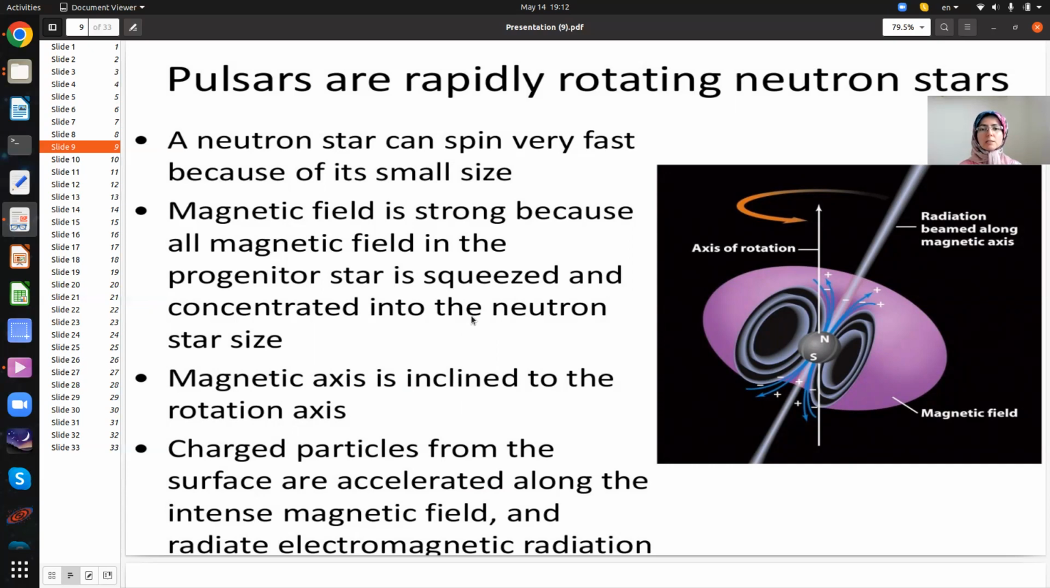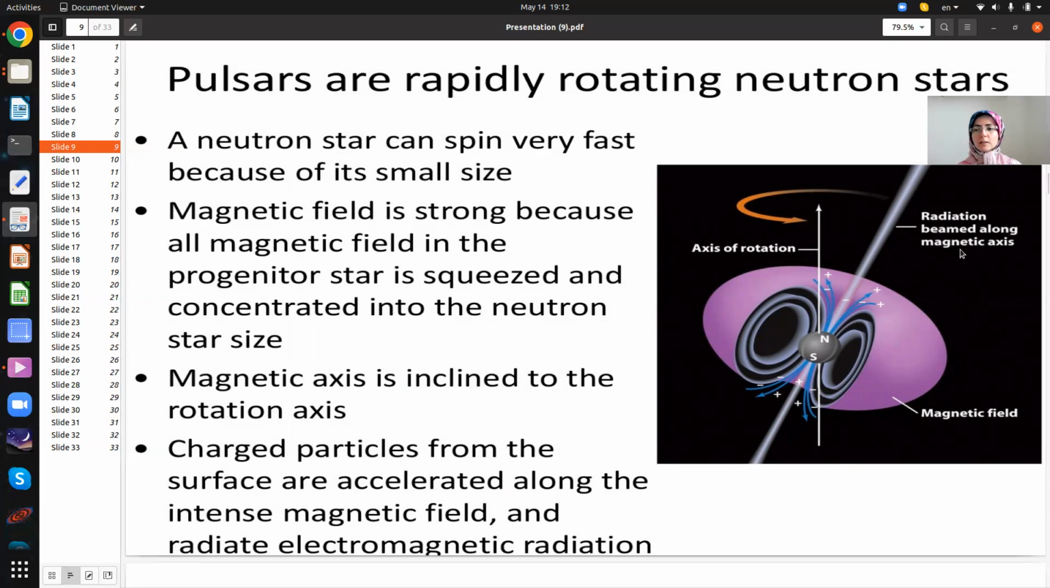A neutron star can spin very fast because of its small size. Magnetic field is strong because all magnetic field in the progenitor star is squeezed and concentrated into the neutron star size. Magnetic axis is inclined to the rotation axis. Charged particles from the surface are accelerated along the intense magnetic field and radiate electromagnetic radiation. And here you see the axis of rotation.